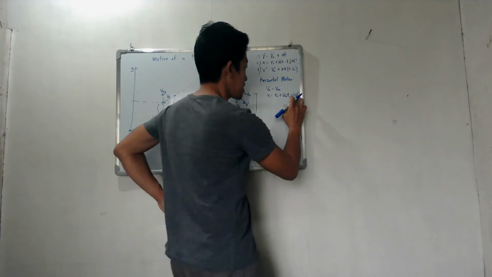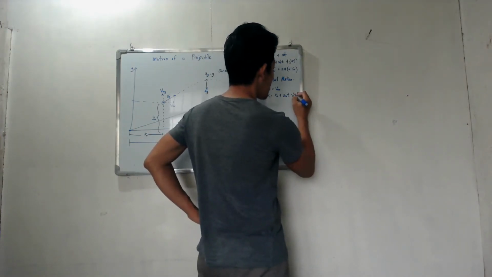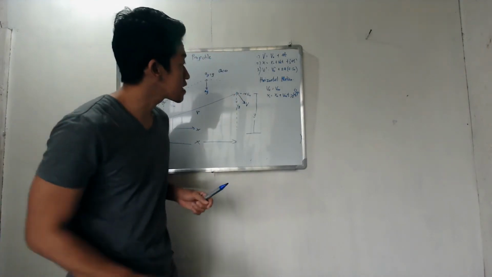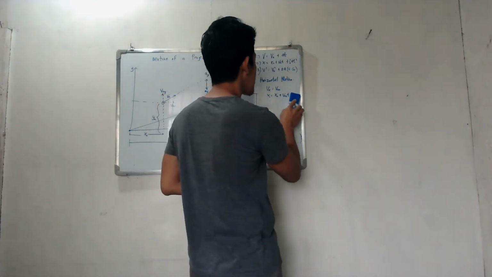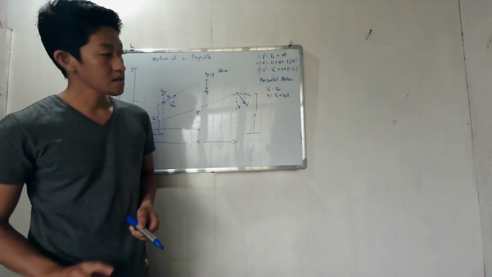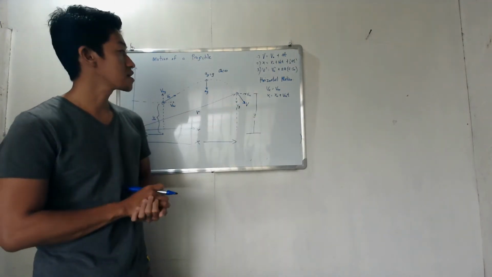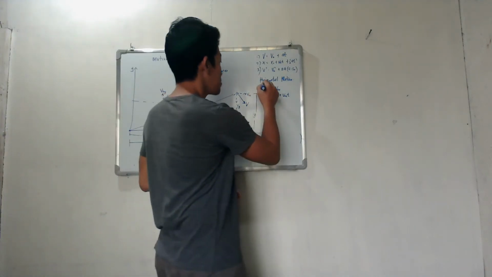No, not g, because that is along x. A sub x is 0, so that term is gone. X is equal to x sub o plus v sub o x times time. So those are the two equations for horizontal motion.